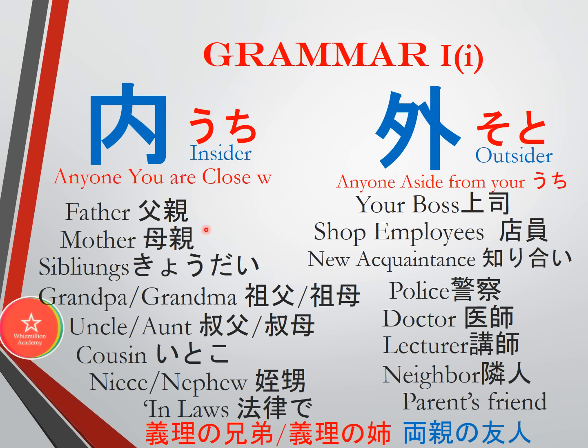Another example is when you are talking to your grandmother. When you're talking to your grandmother, or your cousin, or your aunt, grandpa or grandma, you're not allowed to use keigo because they are your family members. But when you are talking to your boss, or a new acquaintance, a stranger, a policeman, a lecturer, a teacher, a parent's friend, you have to use keigo as a polite expression.